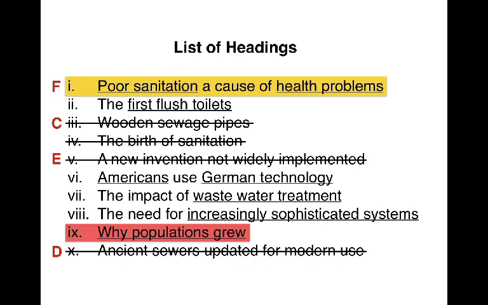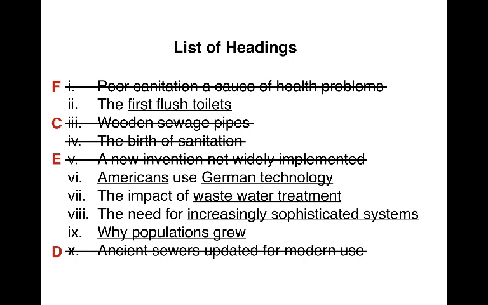The growing cities was mentioned. We did see something about growing cities. However, it didn't tell us why. There was nothing about why the cities were growing. It was all about why the health problems occurred, why there was disease, which was because of poor sanitation. So heading 1 is definitely the answer. I've crossed out heading 1 on the list, and now we can go to the next shortest paragraph, actually one of the longest ones now because we're near the end.